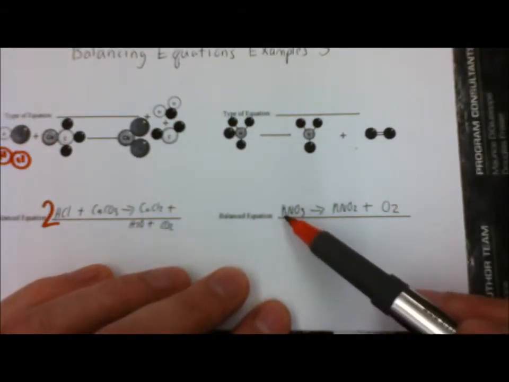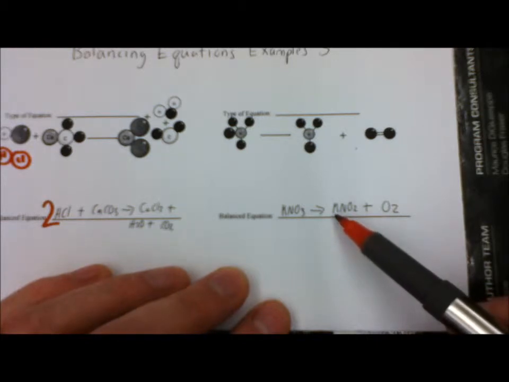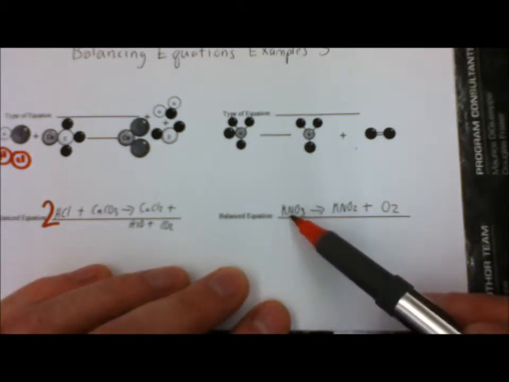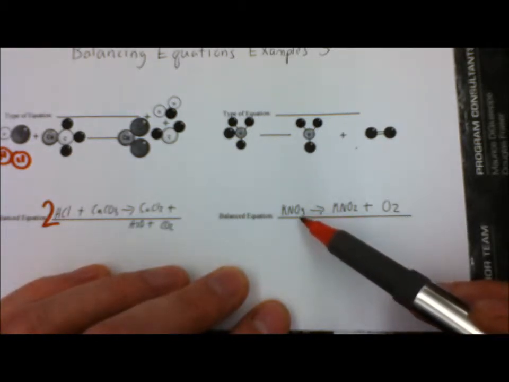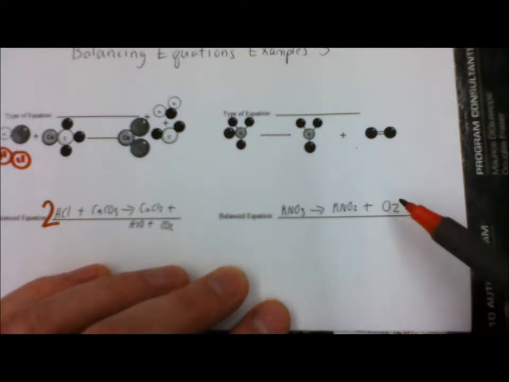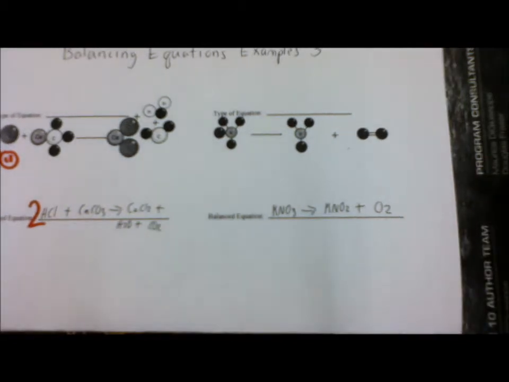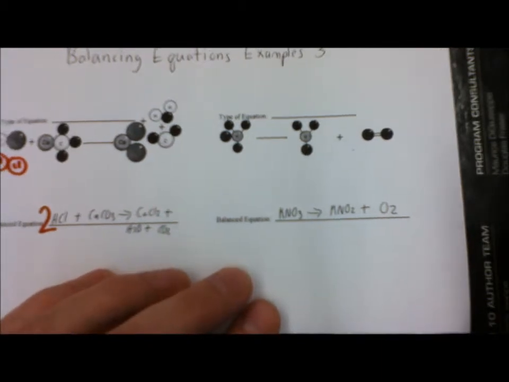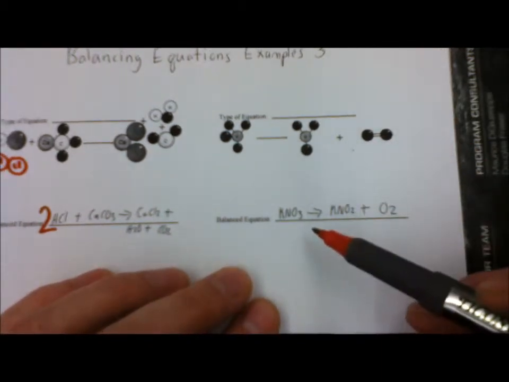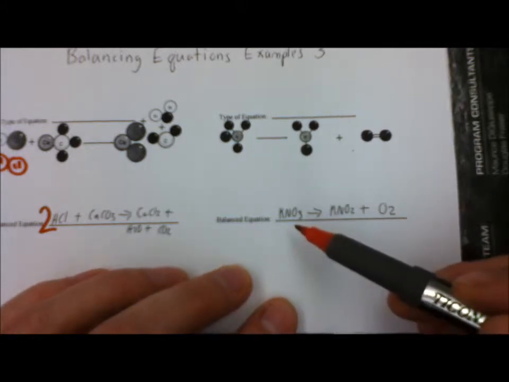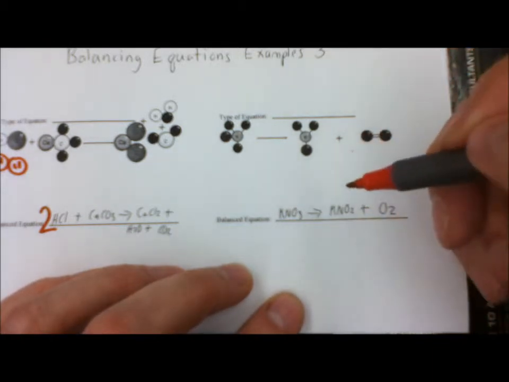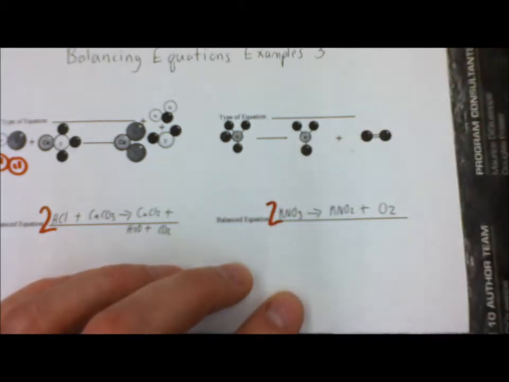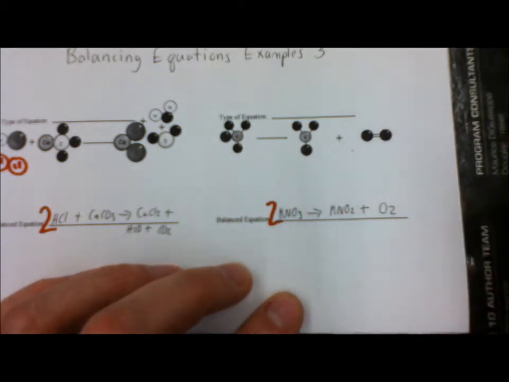So we've got 1 potassium, 1 potassium. That's balanced. We've got 1 nitrogen, 1 nitrogen. That's balanced. We've got 3 oxygens, and we've got 1, 2, 3, 4 oxygens. So that's not balanced, and we have to figure out a way to do that. I'm just going to do this by trial and error. Let's put a 2 there, so now we have 2 potassium nitrates.